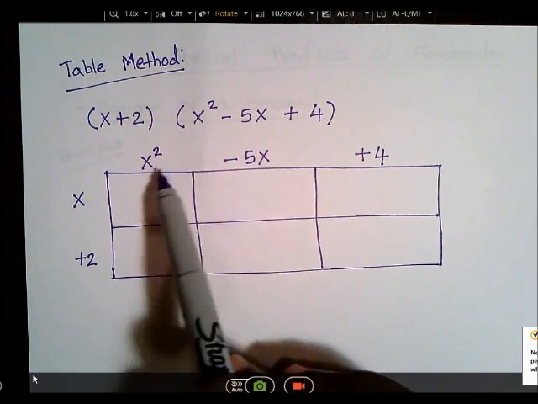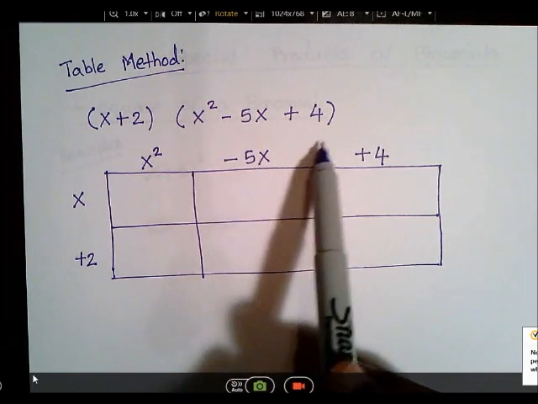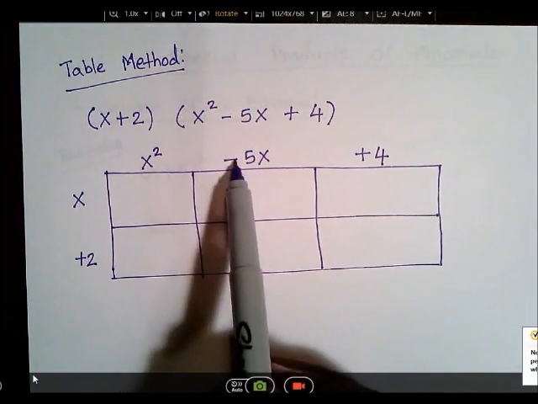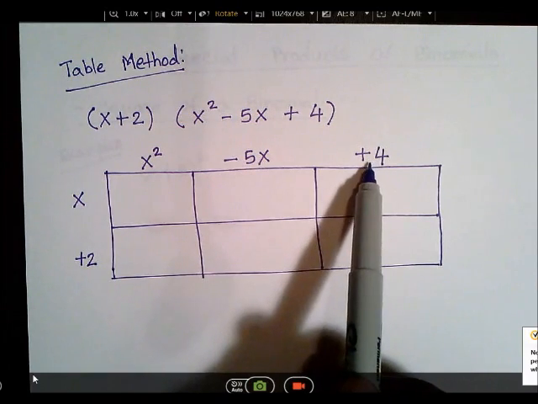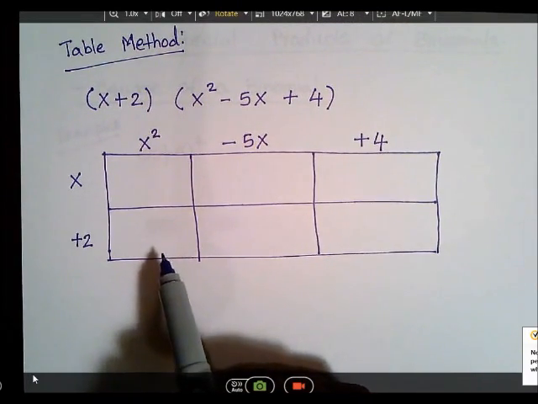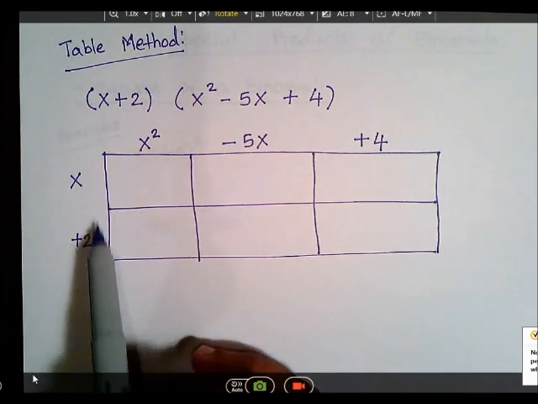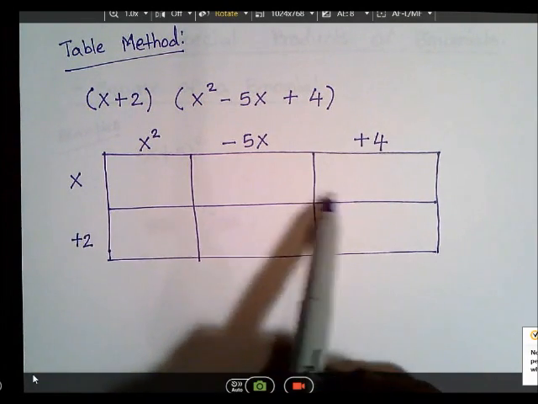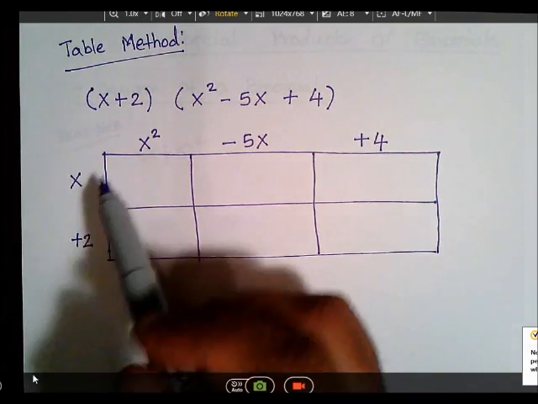So I have one for x squared and one for negative 5x and one for the positive 4. Remember, I'm writing it along with the sign. Please make sure that you do that so that you don't miss any sign while multiplying. Alright, so I have 2 rows and 3 columns. So now I want to multiply.